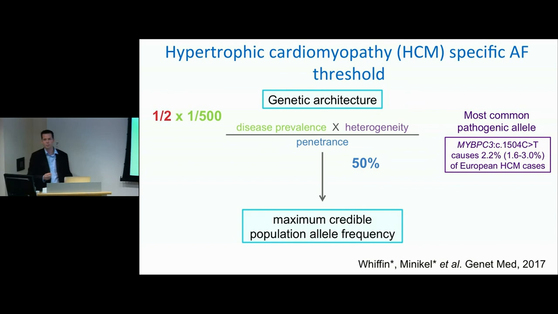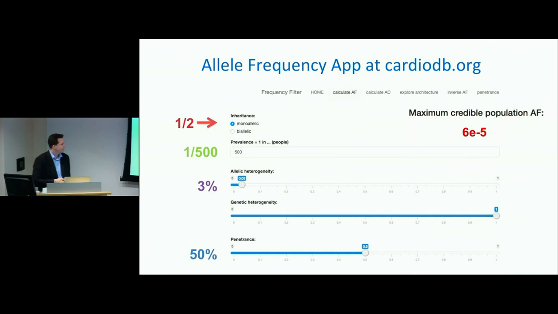And we can be pretty confident that there is not another pathogenic allele out there that is more common than that. If there was, we would certainly have found it by now, given how many patients we've sequenced with HCM. So we conservatively use 3%, which is the upper bound of the estimate of the frequency of that allele in European populations. And so we can then multiply these pieces together to get a maximum credible population allele frequency of 6 times 10 to the minus 5. So that means that any variant that exceeds that threshold is very unlikely to actually be a dominant cause of hypertrophic cardiomyopathy.